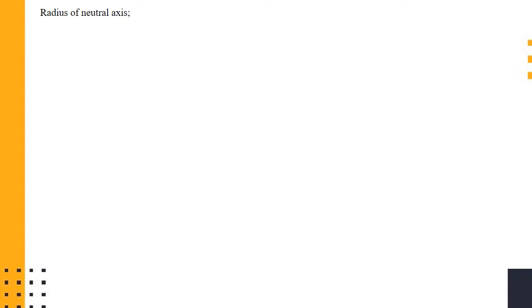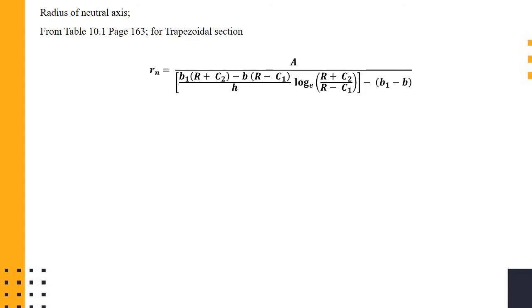Next we'll calculate the radius of the neutral axis. For that you can refer back to table 10.1 on page 163. You can see in that trapezoidal cross section itself, there is a formula given, right? Eccentricity E is equal to capital R minus Rn, which is equal to R minus a big equation. So the big equation is basically given for Rn.